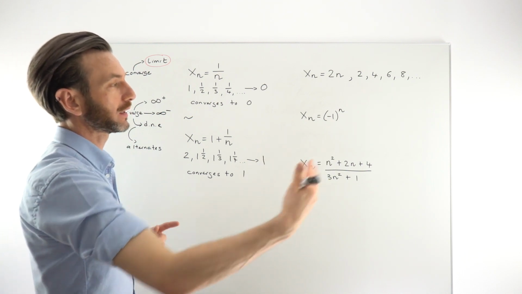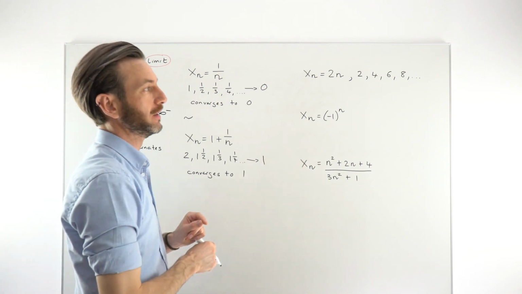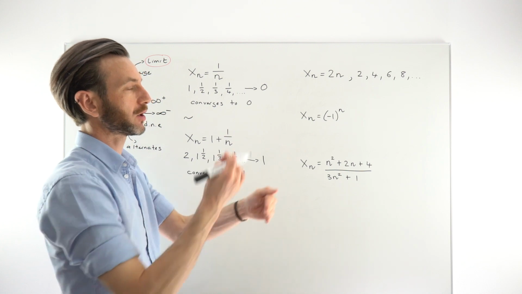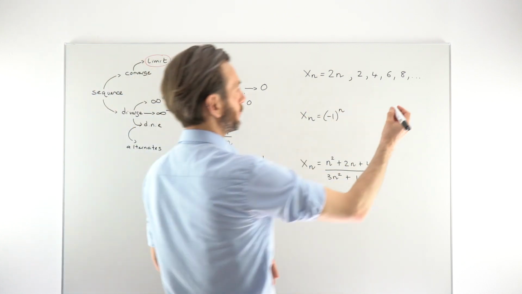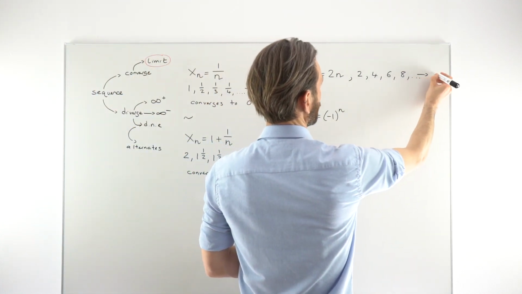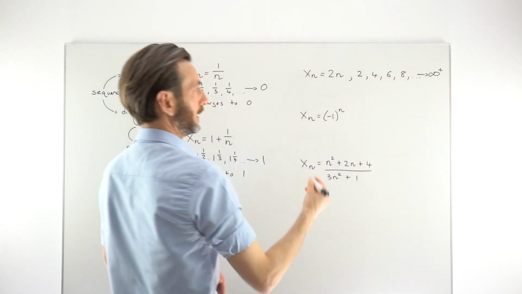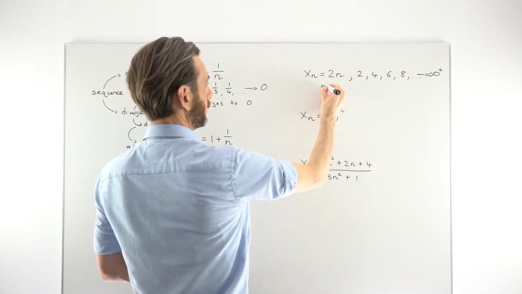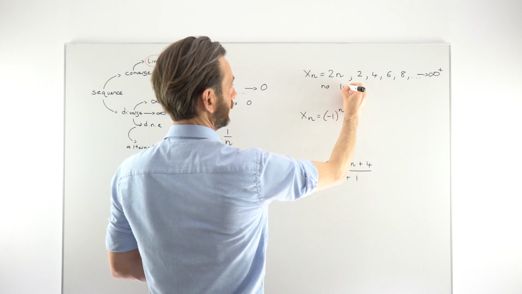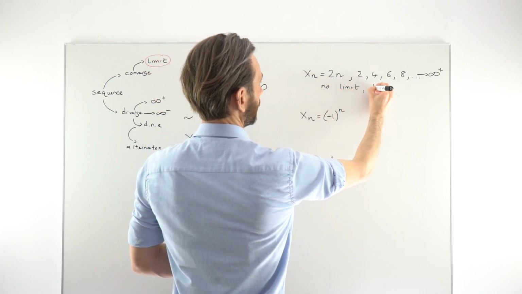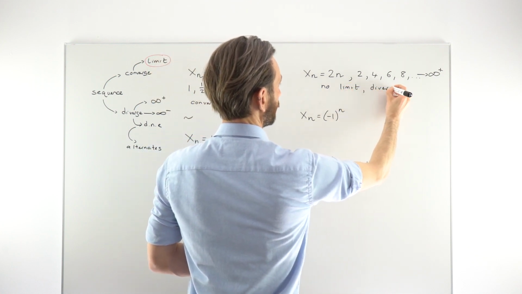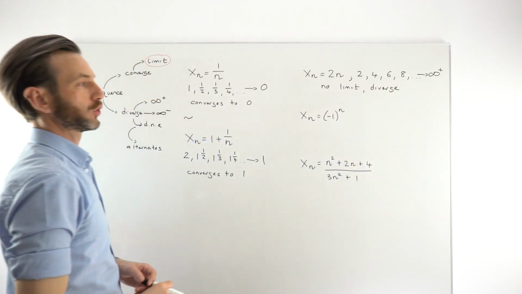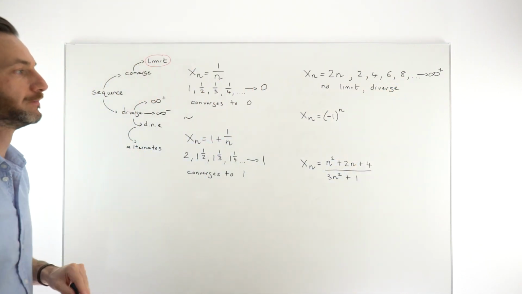It's not growing very quickly. You're only adding 2 every time, but it's not approaching any limit. It's getting bigger and bigger and bigger. You're always adding more numbers. So this one is actually just going to shoot off to positive infinity. Just as a reminder, we do get sequences which have no limit, and this one is said to diverge. So it diverges to positive infinity.